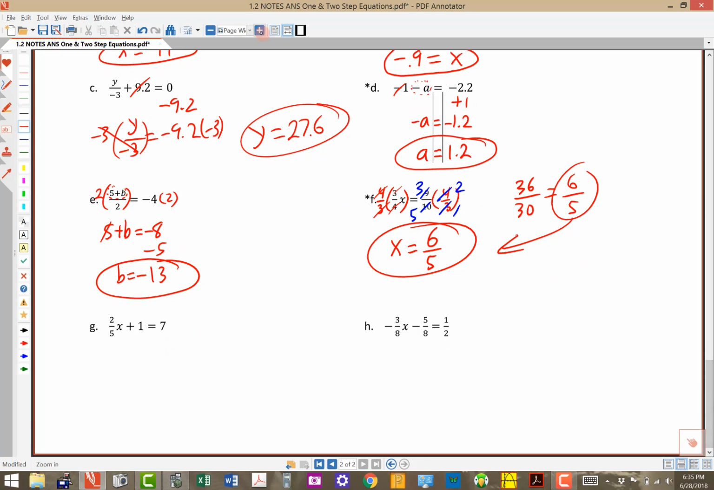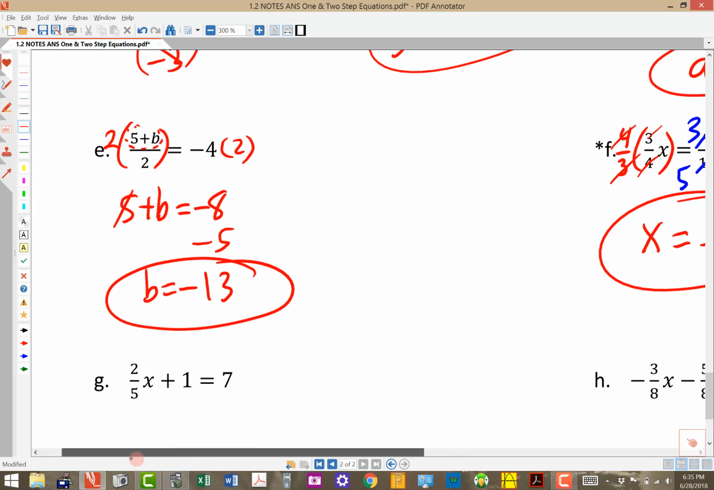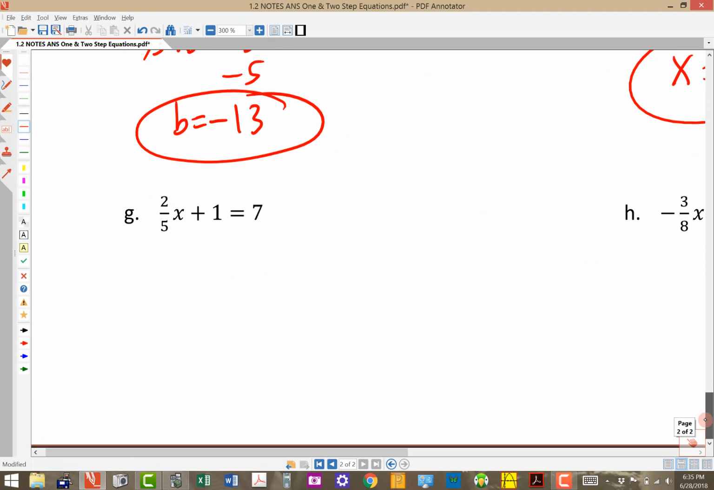Okay, let's take a look at these last two here. I'm going to blow this up just a tad so we can take a better look at these. So on this one right here, again, this is the variable term, which means we're going to want to get rid of that plus 1. So we're going to subtract 1 from both sides. I'm just going to move it to the other side there. We're going to have 2/5 x equals 7 minus 1 is 6.